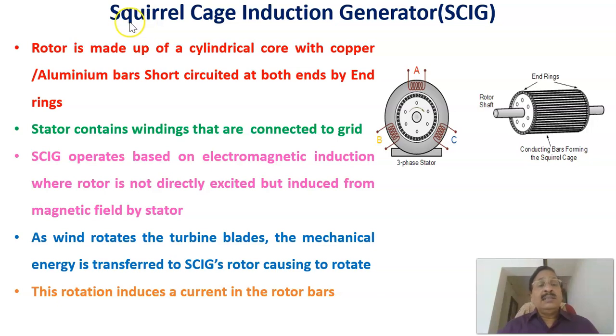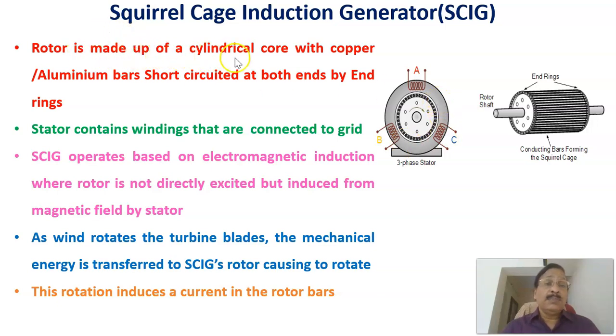Now the second one, but we have to see the induction generator, the squirrel cage induction generator, SCIG. That is shown here, the different parts of the squirrel cage induction generator. This is the stator and this is the rotor. The rotor bars and the end rings are shown. This consists of the rotor and this consists of the stator of a squirrel cage induction generator.